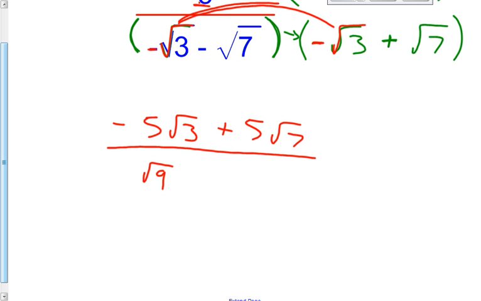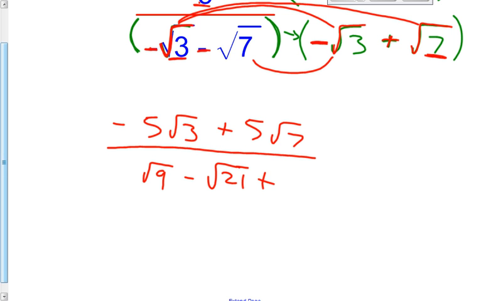The O in FOIL is the outside. So we have a negative square root 3 times a positive square root 7 to give us a negative square root 21. You multiply the numbers underneath the radicals together. 3 times 7 is 21. And then we have a negative times a positive, so we get a negative square root 21. The I in FOIL says we're going to do inside next. A negative times a negative is a positive, and the square root of 7 times the square root of 3 is the square root of 21.